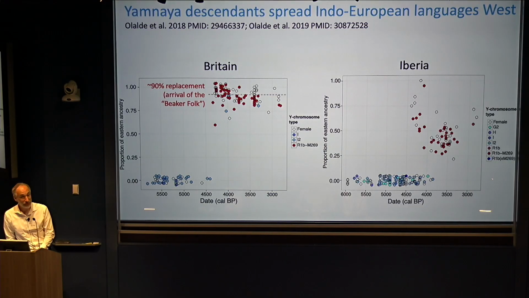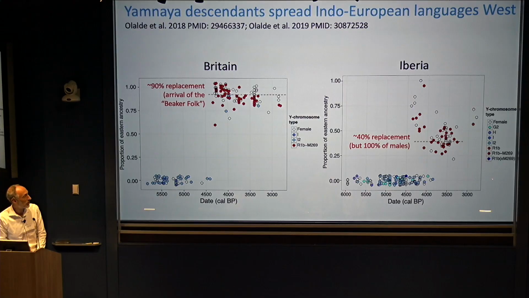Here's the same time course in Iberia, in Spain and Portugal, same time period, and you see the steppe people come in at the same time. The colors of the dots are the males, and they're colored by whether the Y chromosome that they inherit from their fathers is typical of Eastern Europe or not. And what you see in Iberia is that the mixture is only 40%, not 90%.